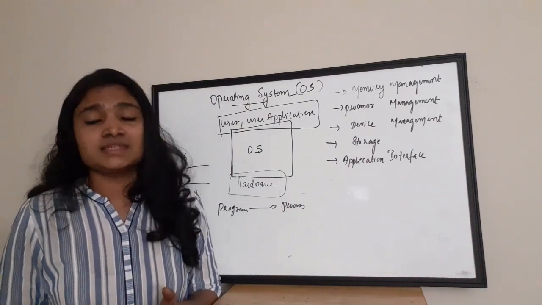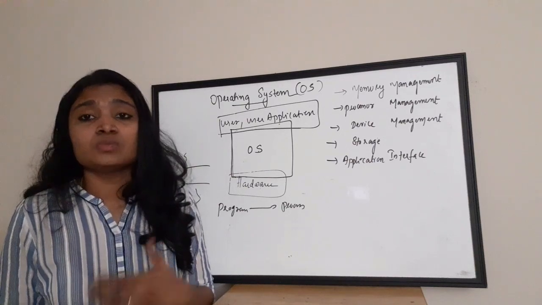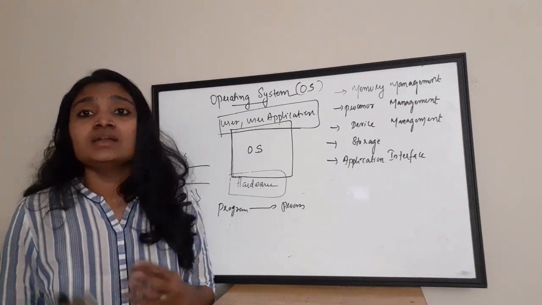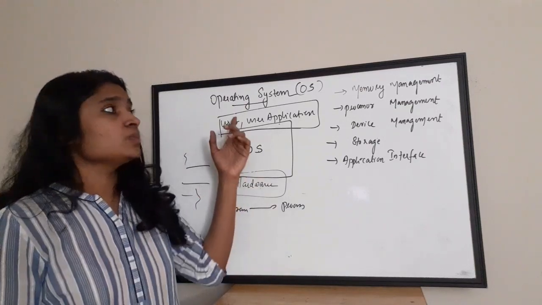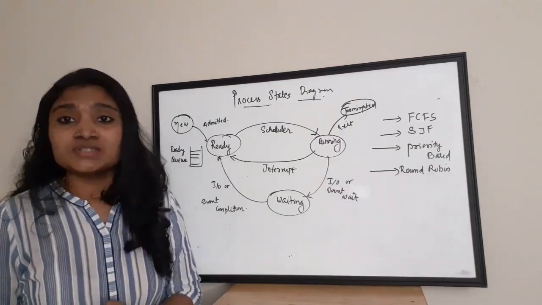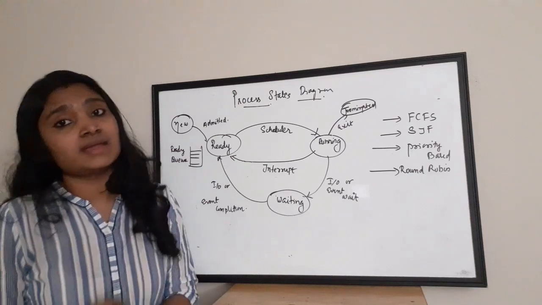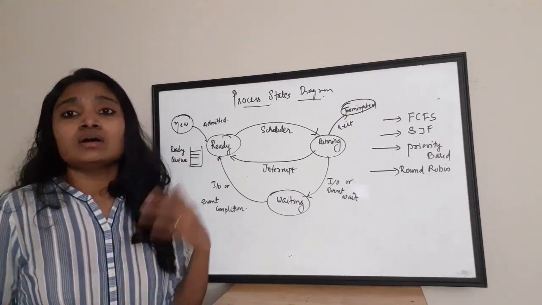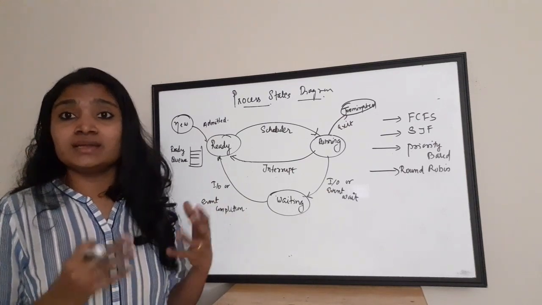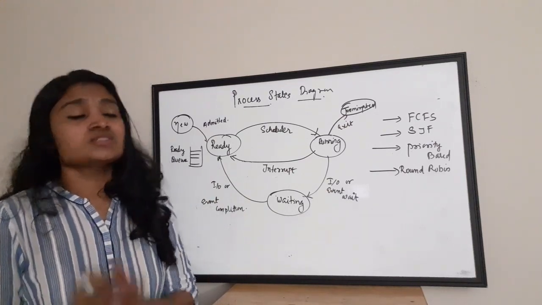Now, let us see what processes are, what the process states are, and also how these processes are scheduled by the operating system. Next, we are going to see the process state diagram, that is, what all states the process has to pass through while it is getting executed. Okay, so let us see.